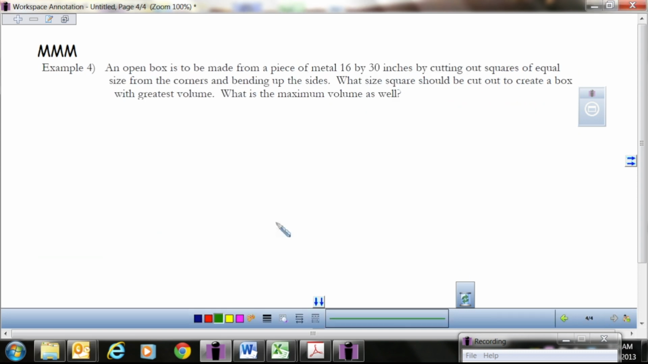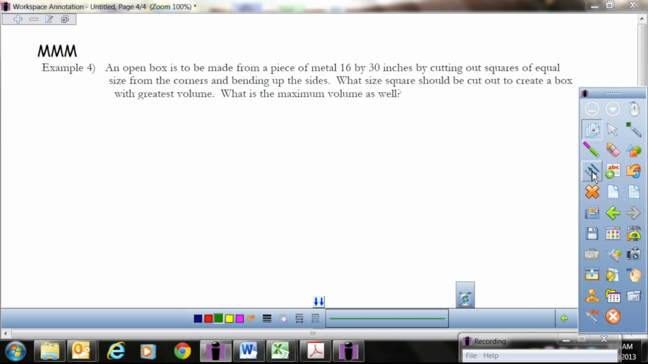All right, so here's probably my favorite. It's called the box problem. So we have an open box, and it is to be made from a piece of metal that is 16 by 30, and you're going to cut out squares of equal size from corners and bend the sides up. This is where you have to have some kind of visual, and I think on Master Math Mentor, which I did steal this from, there is a picture, but many times you won't have a picture. So we're going to have to draw one.